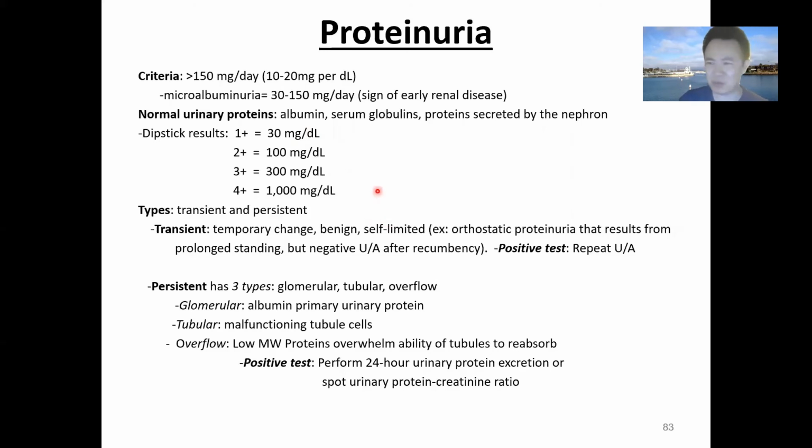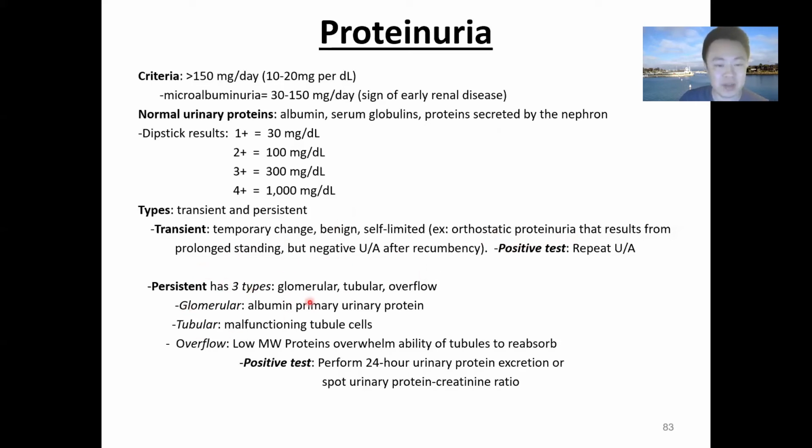Okay, same thing with sugar. There are dipsticks for sugar, and a lot of other things we can test for. Now, there is transient and persistent proteinuria. Transient is a temporary change, and that's benign and self-limited, and a positive orthostatic proteinuria results from prolonged standing, but is negative after recumbency.